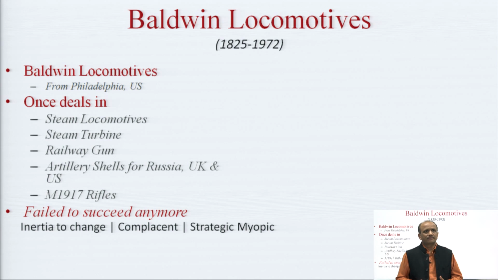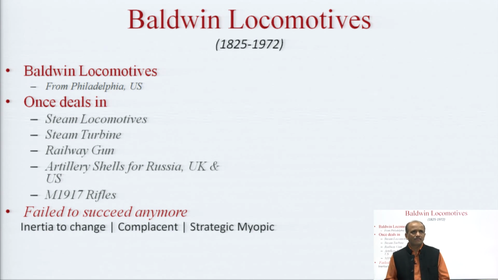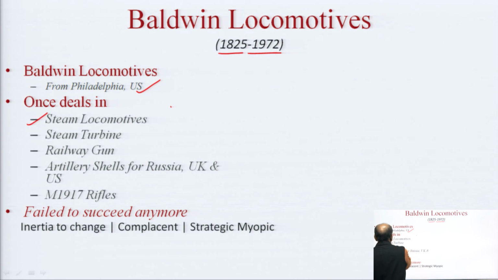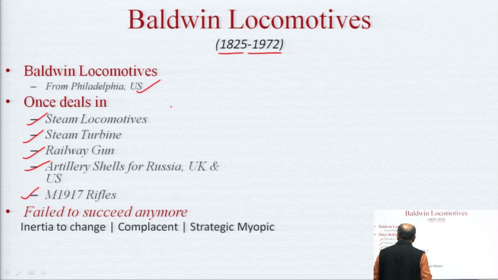Now, look at another example. This example is of a company called Baldwin Locomotives. It is a Philadelphia-based, US-based company, and this company started in the year 1825. If you look at the timeline, it's again a company which lived for more than 100 years. It dealt in steam locomotives, steam turbines, railway guns, and artillery shells for Russia, the UK and the US. They were into the manufacturing of M1917 rifles, but eventually they failed to succeed anymore.